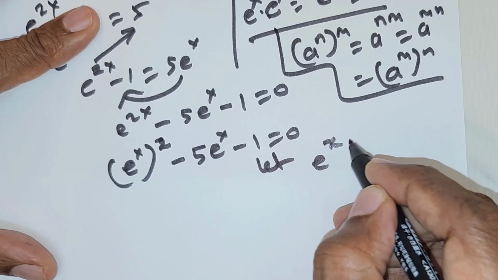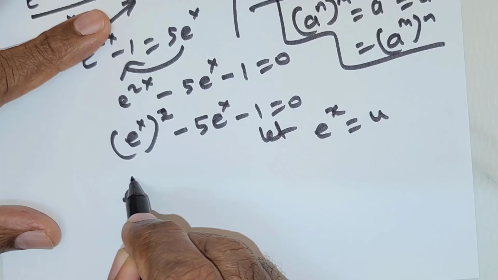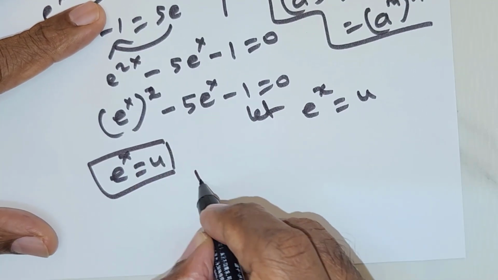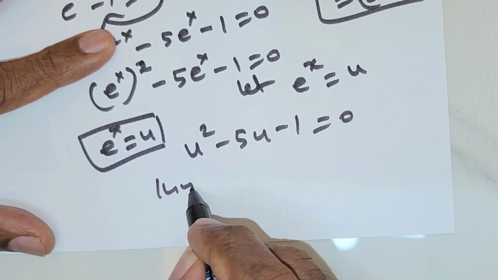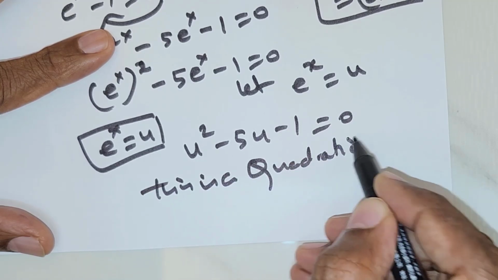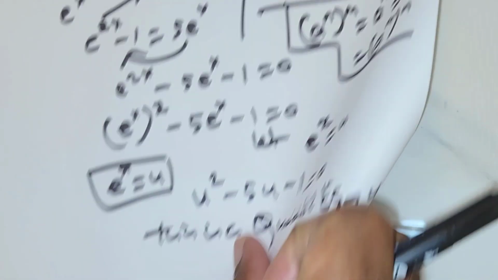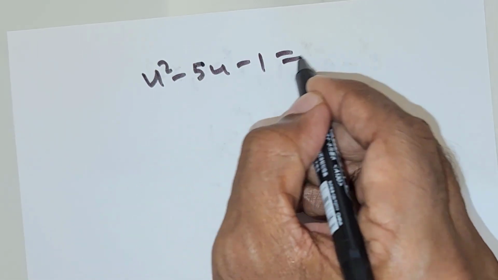Now let me take e^x to be equal to some u. So in place of e^x, you need to substitute u. If I were to do that, this would become u² − 5u − 1 = 0. This is a quadratic equation in u. So let me write that equation: u² − 5u − 1 = 0.